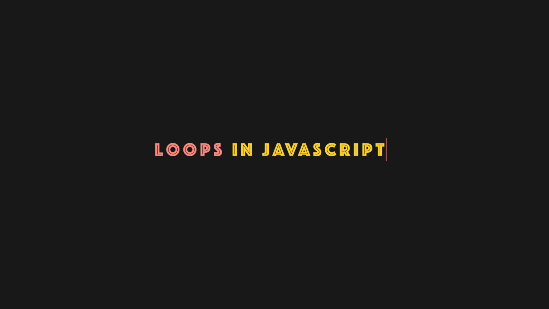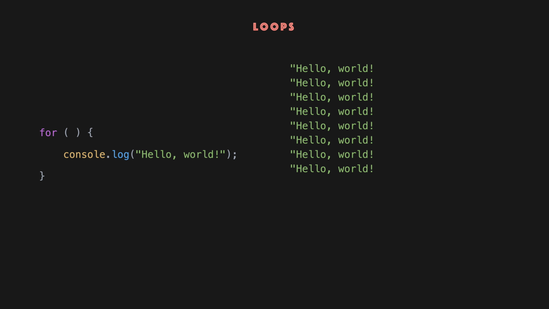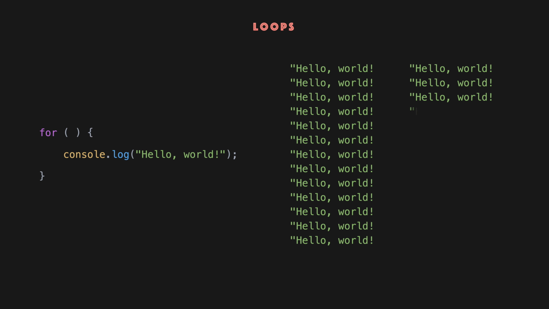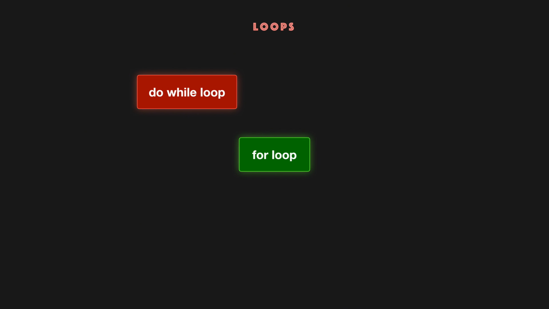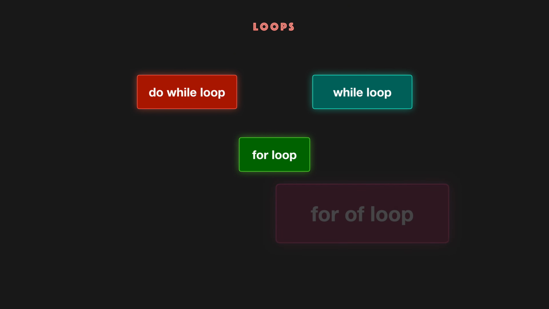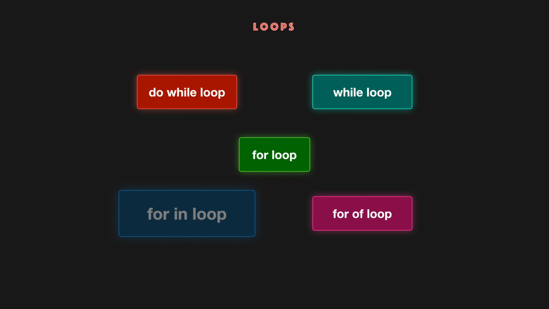In today's video, we are going to talk about loops in JavaScript. Loops are an essential part of any programming language because they allow us to repeat a block of code multiple times without having to write it over and over. There are several types of loops in JavaScript, and we're going to go over each one step by step with code examples so you can understand how they work and when to use them.